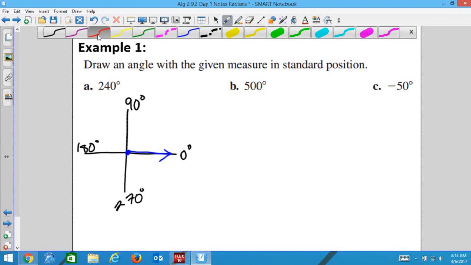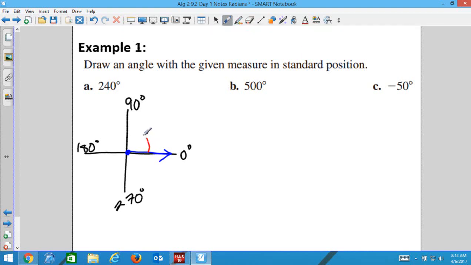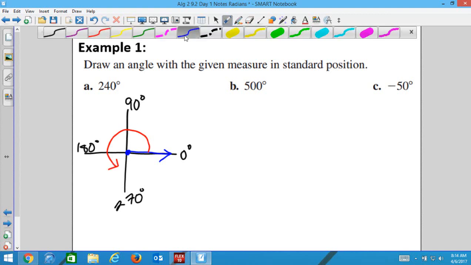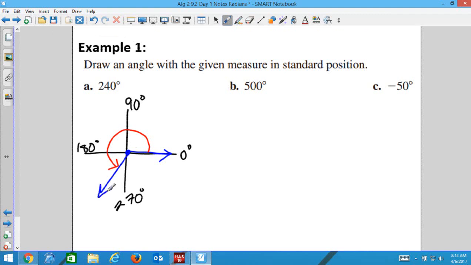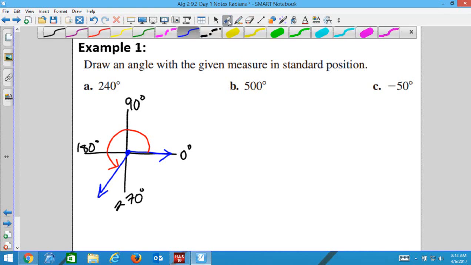I'm going to start somewhere here, and I'm going to start rotating: 90, 180. How much is left? A lot, not all the way. 60 more to get to our terminal side at 240 degrees. So the red rotation, that theta, is the 240 degrees.